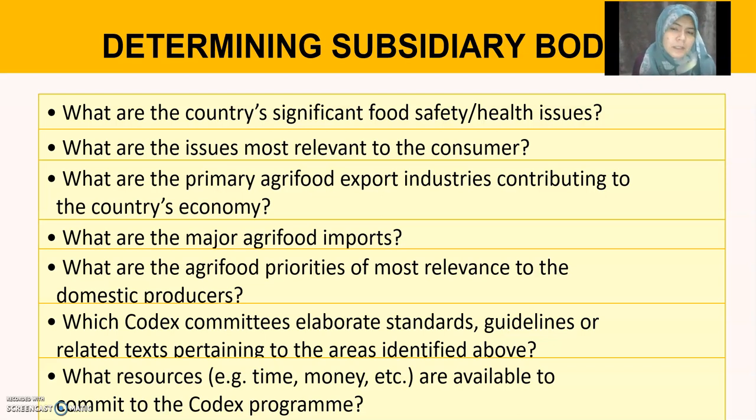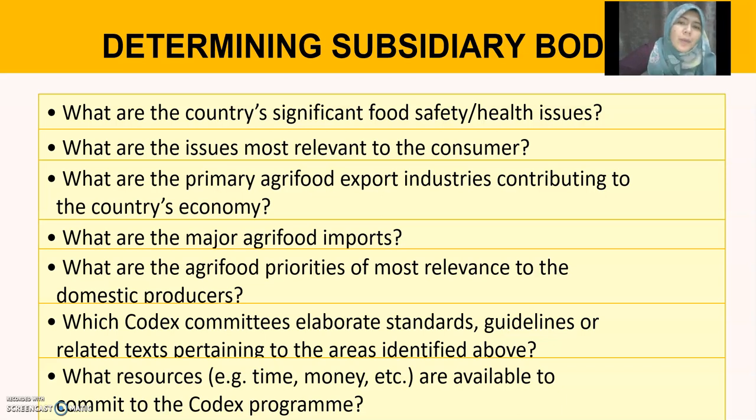And what are the major agri-food imports? Also, if you want to determine the subsidiary bodies, what are the agri-food priorities of most relevance to the domestic producers? And also, which Codex Committee elaborates standards, guidelines, or related texts pertaining to the areas identified above? And lastly, we want to ensure what resources, for example the time and the money, are available for the country to commit to the Codex program. So we have to look at the strength of our own country.